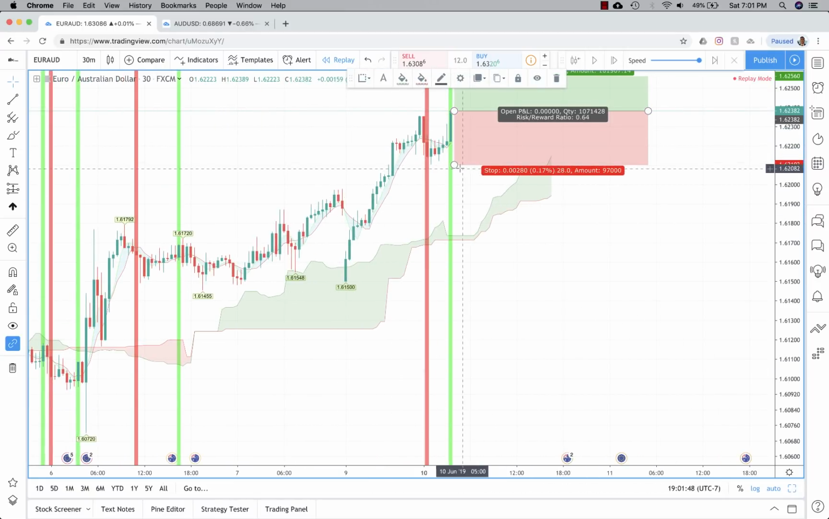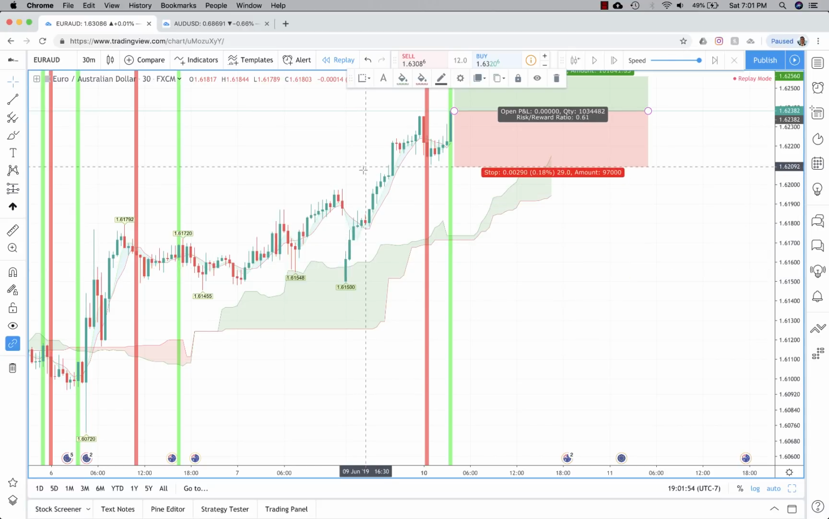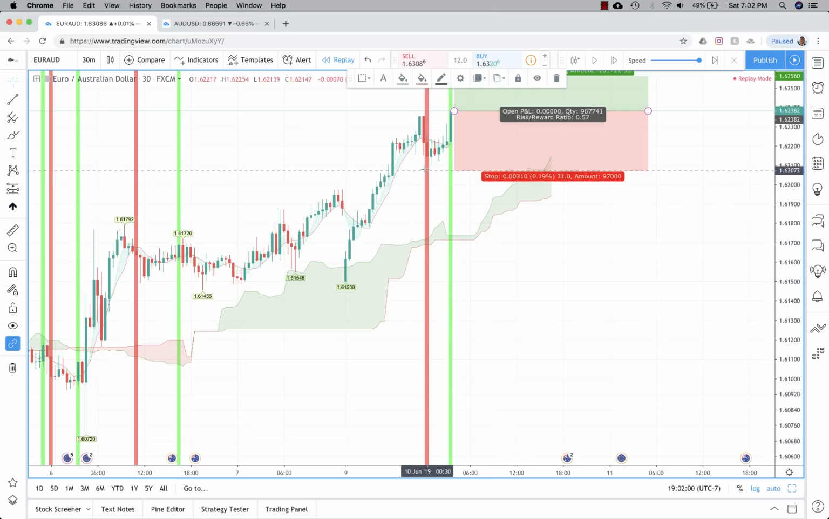So the previous swing is way down here. This is way too far off. I wouldn't want to take that. That's way too far. It's 80 pips. The cloud is also very far. It's at, yeah, 63 pips. That's way too far.